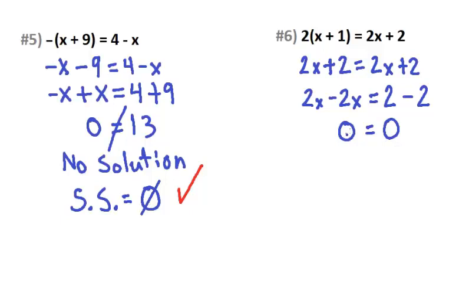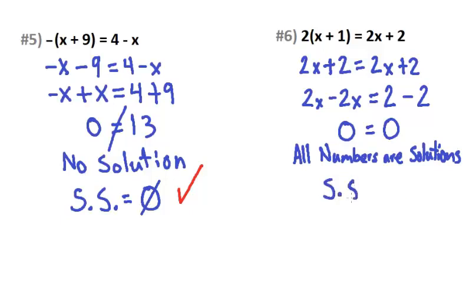Now do you notice that I got 0 equals 0? If you remember the first explanations, this will be the special case number 1, where all numbers are solutions. All numbers are solutions. And you can write that as S equals R, which means all of the numbers. That capital R means all of the numbers. The solution is all of the numbers.